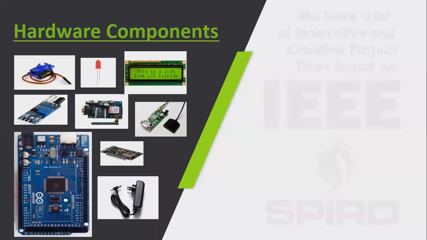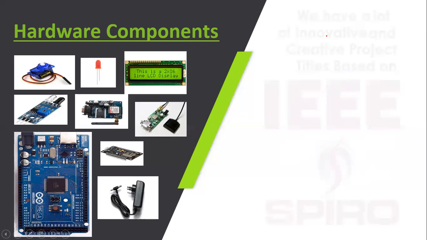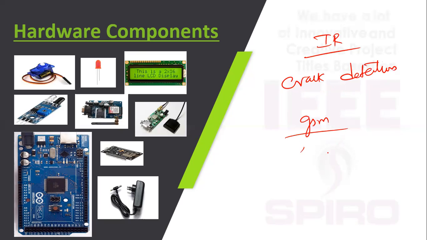And then we are using an IR sensor for crack detection, and then we are using a GSM module. We are using SIM800L. It's a 2G based module.